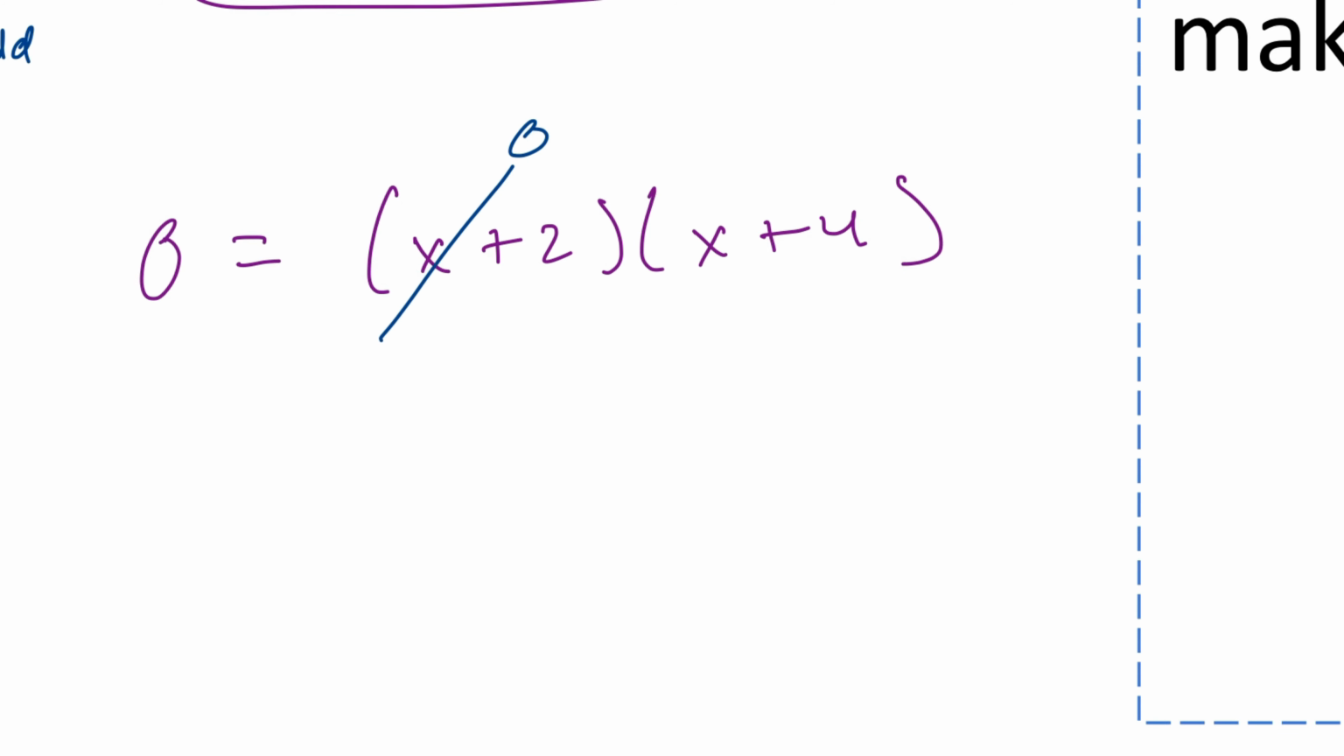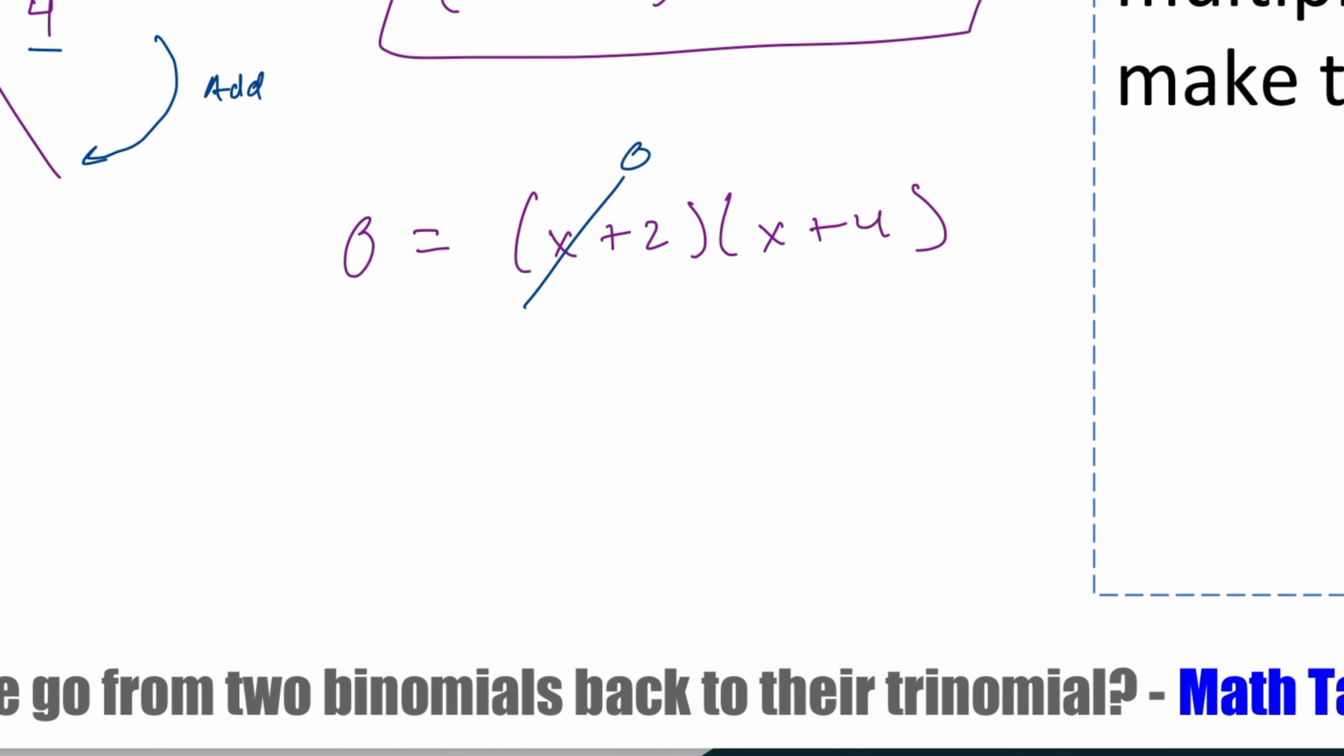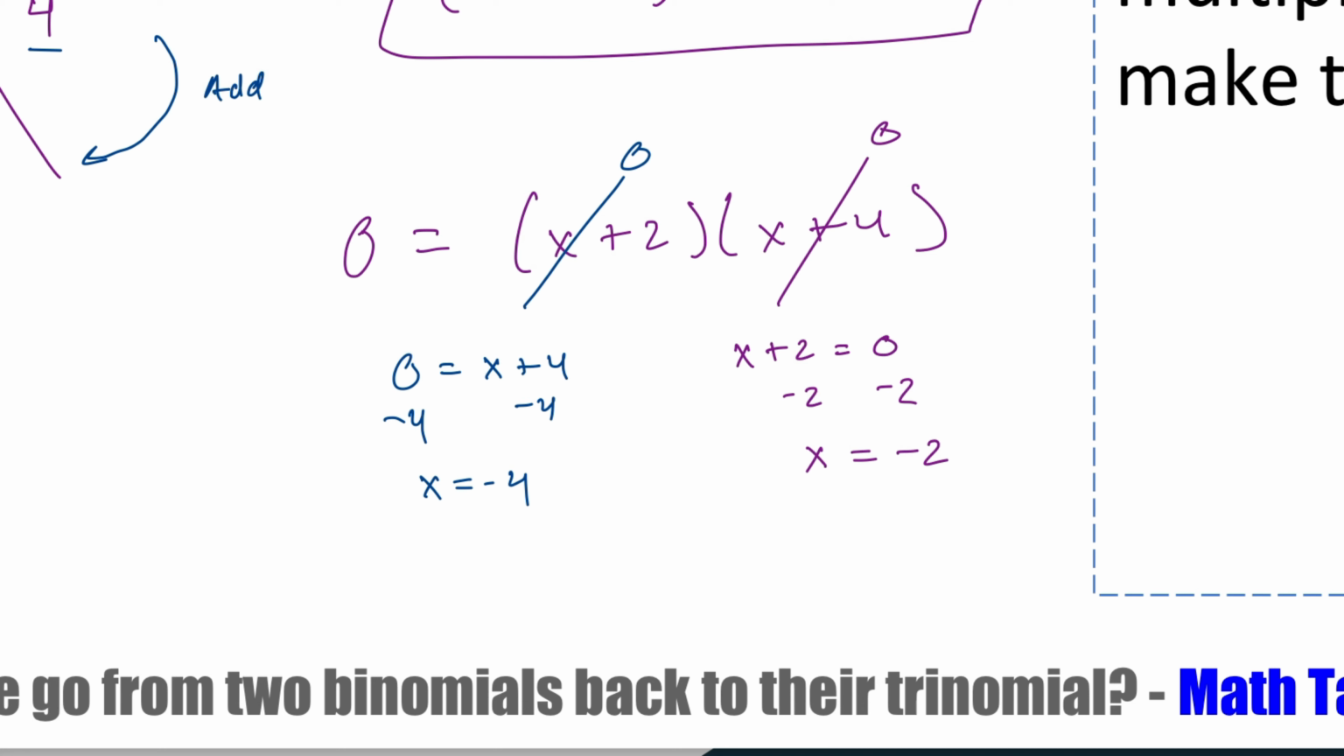So let's assume this is 0 first, which means then we really have 0 is equal to x plus 4. You solve for x, you minus 4, you minus 4. You get x is equal to negative 4. Now let's do it again. Let's assume that this one is 0. So we get x plus 2 is equal to 0. You solve for x, and you get x is equal to negative 2.